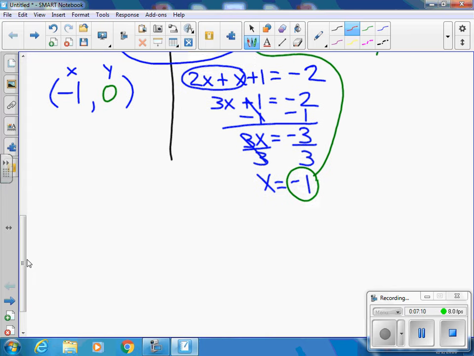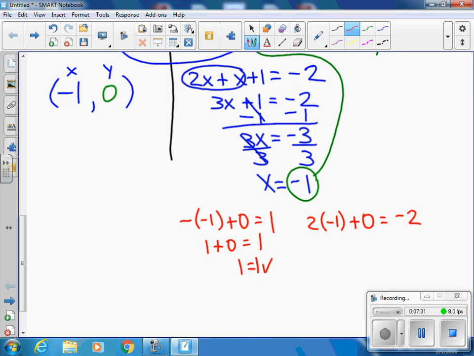So the first equation was negative x plus y equals 1. Well, if I put my values in, negative negative 1 plus 0 equals 1. Negative negative 1 turns into positive 1 plus 0 equals 1, 1 equals 1. So it works in the first one. If you go to the second equation, you have 2 times negative 1 plus 0 equals negative 2. And that makes negative 2 plus 0 equals negative 2. So negative 2 equals negative 2. It worked in the second one.